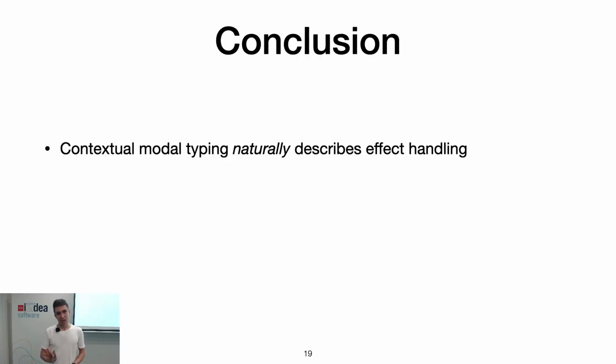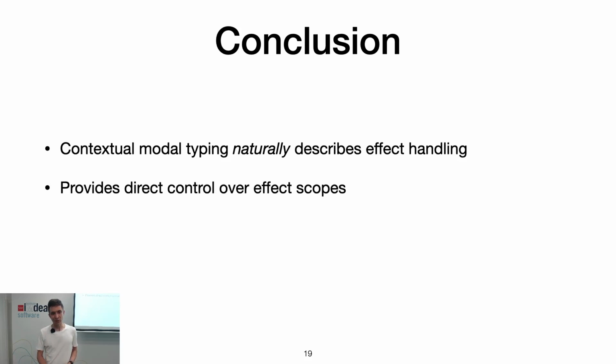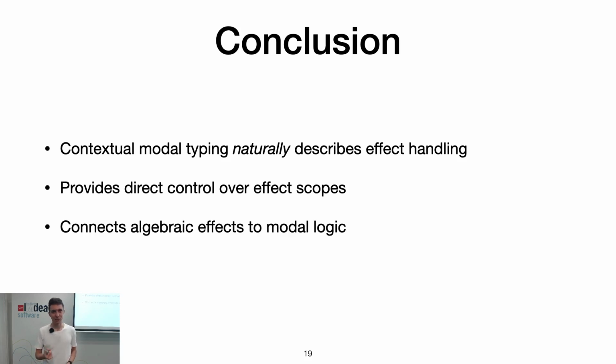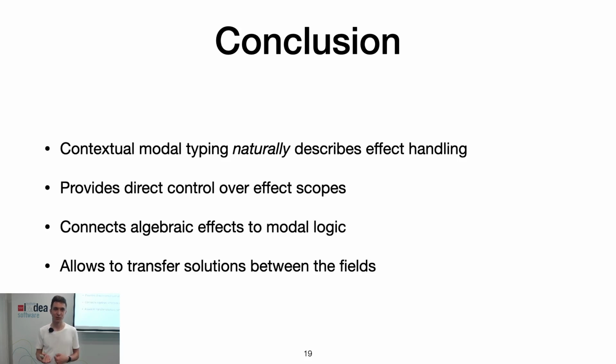So let me conclude for now and talk about what we actually achieved in this work. We found out that contextual modal typing is a natural fit for systems with algebraic effects, that it naturally describes handling, that handling is a manipulation with contextual modal types. Contextual modal types provide us direct control over effect scopes and effect annotations. They connect algebraic effects to modal logic, which potentially allows us to transfer results between the two fields.